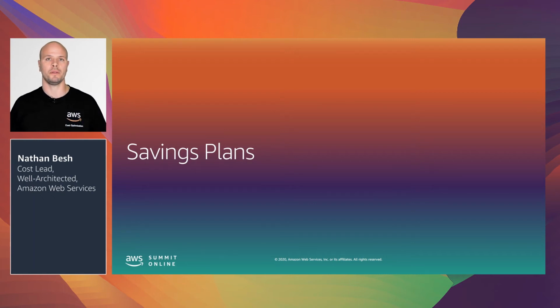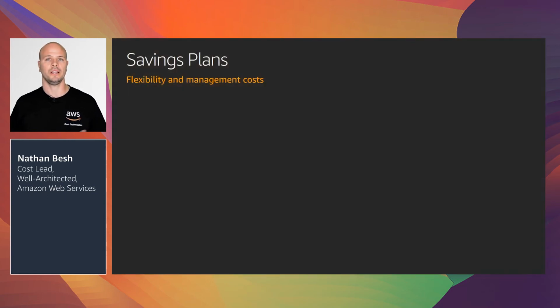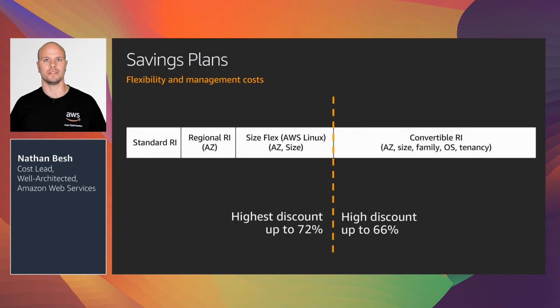Savings plans are a commitment-based discount where you make a commitment to either 1 or 3 years, a certain level of spend, and you get a discount for making that commitment. If you're familiar with RIs, they're very similar. Let's look at the existing reserved instances that we have.